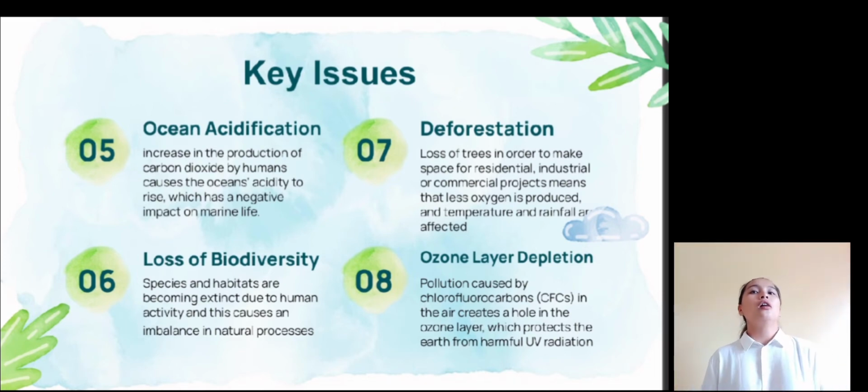Number 8, ozone layer depletion is a gradual thinning of Earth's ozone layer in the upper atmosphere caused by the release of chemical compounds containing gaseous chlorine or bromine from industry and other human activities. Pollution caused by chlorofluorocarbons in the air creates a hole in the ozone layer, which protects the Earth from harmful UV radiation.